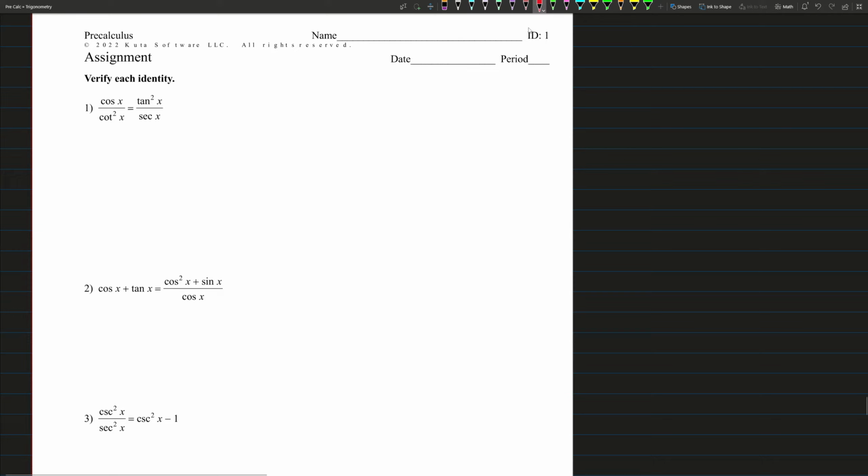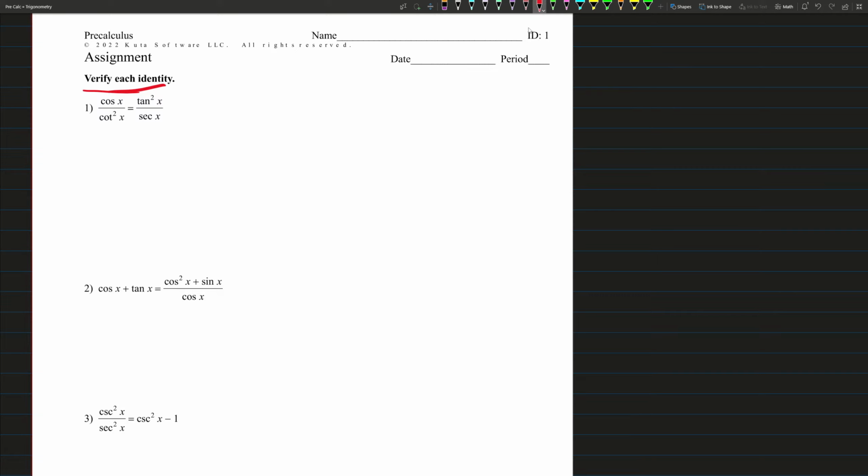So when we are verifying each identity, we're going to simplify the left-hand side, and we're going to simplify the right-hand side. And then we're going to make sure that they are actually equal. We're going to do that using those identities, and in general, just like working with fractions and being able to divide by fractions, add fractions, and all that stuff.